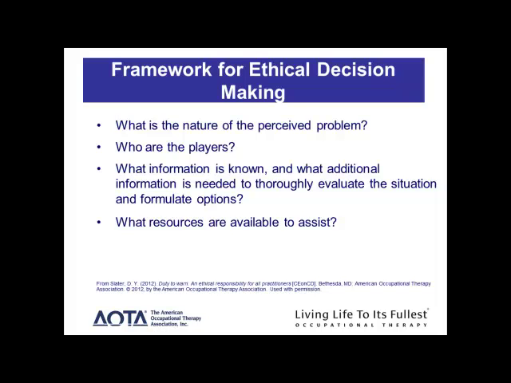A critical first step in resolving an ethical issue is identifying the nature of the perceived problem. Is it ethical distress, where you know what to do but there's an obstacle or barrier preventing you from acting? Or is it an ethical dilemma? In this case, there are two morally acceptable actions, but if you do one, you can't do the other. The situation could also involve two undesirable choices.